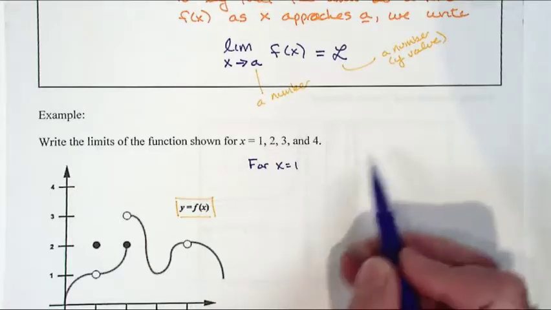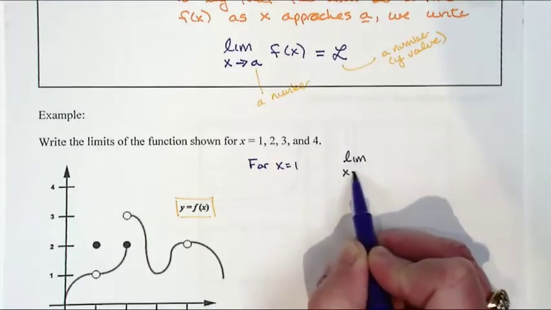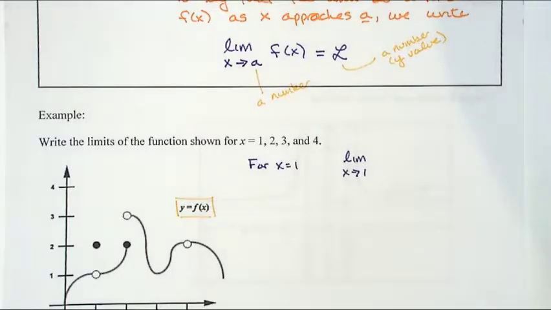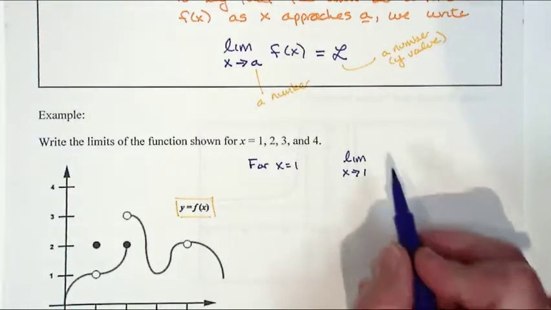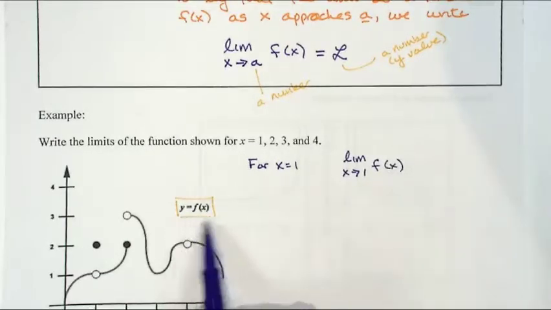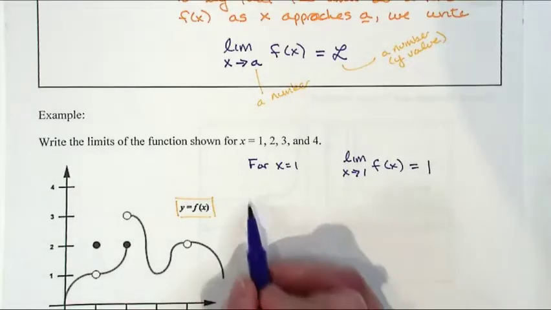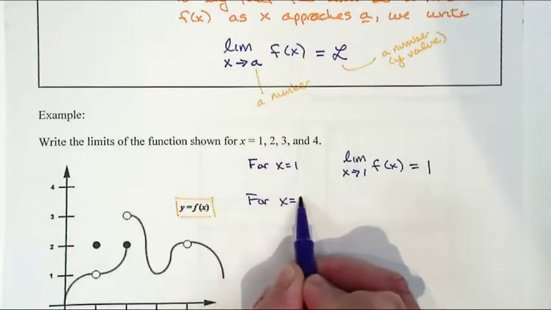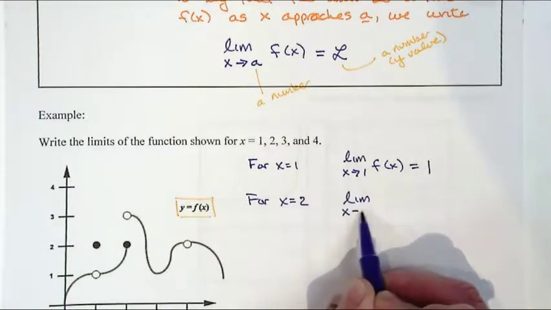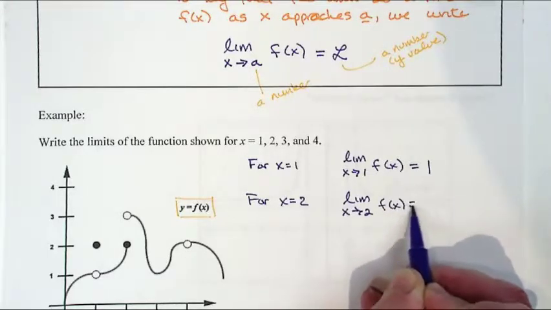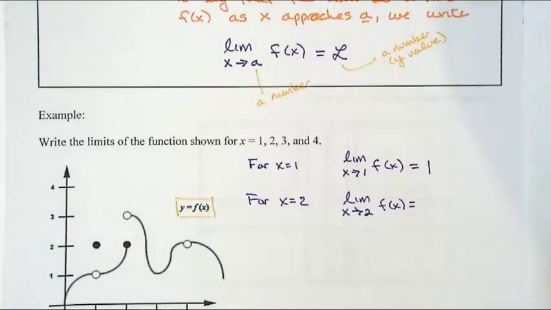So for x is equal to 1, I want to write the limit as x approaches 1. Okay, because that's my special value. Of f of x, because this function is called f of x, and that's equal to, what is the limit here? Where do the ants think they're going? Perfection. Okay, so for x equals 2, I'm going to do the limit as x approaches 2 of f of x equals, what is it? It is not 2, it's only 2 on the left. Is it 3? It's only 3 on the right.